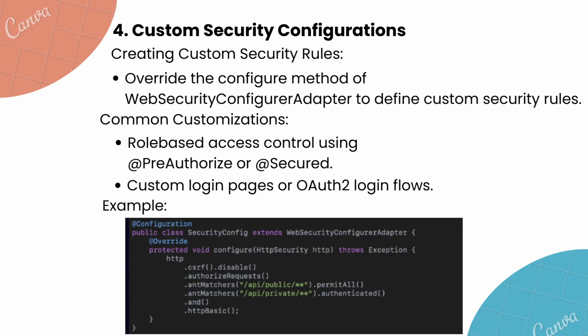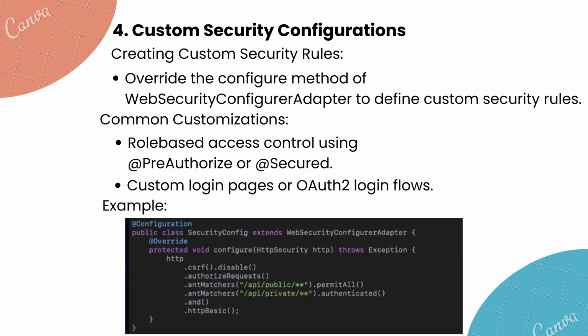Use case: public APIs are for resources like help documentation. Private APIs are for secure user operations, for example viewing account balance. Example public API: GET /api/public/help, response: welcome to online banking help. Private API that requires authentication: GET /api/private/account, Authorization is Bearer JWT_token, response: account number 123456789, balance 1000.